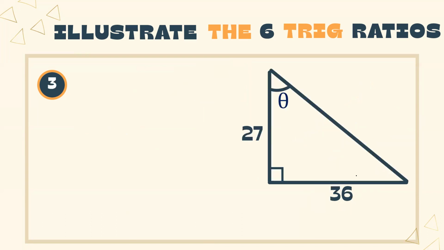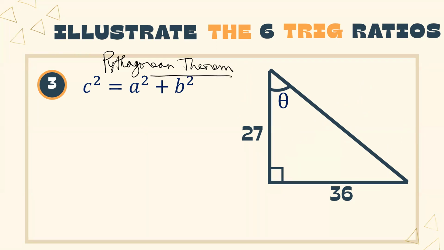Now, let's have another example. What if in this case, we don't know the length of the hypotenuse, but we know the length of the two legs of the triangle? So how do we solve this now? So we use the Pythagorean theorem. Are you familiar with this?